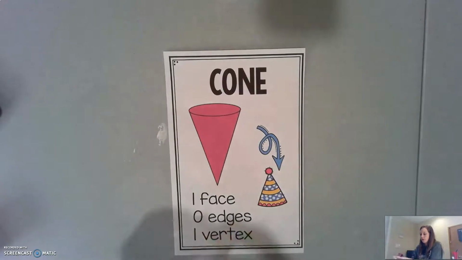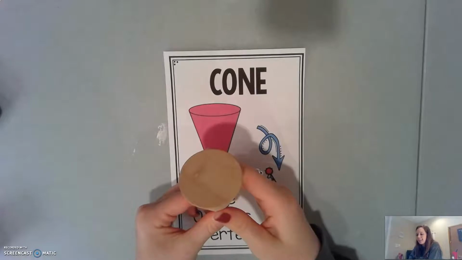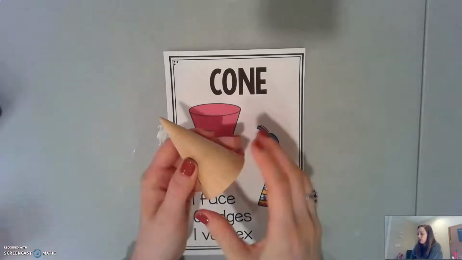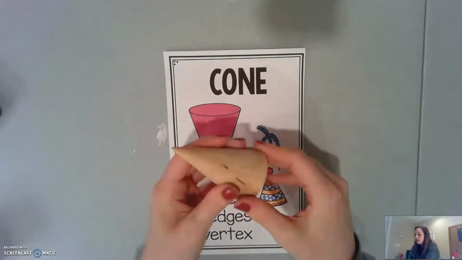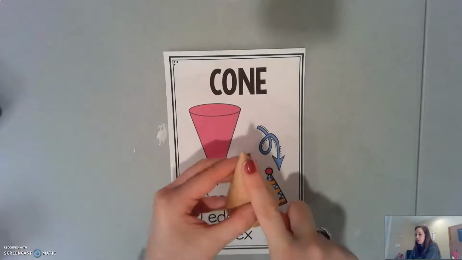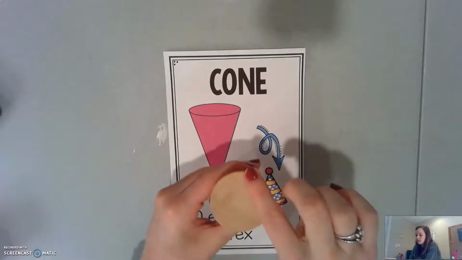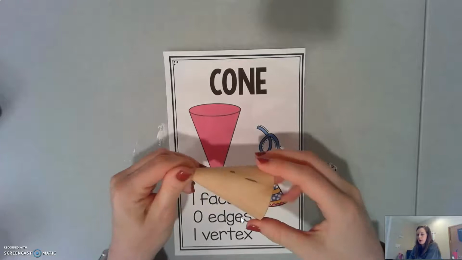Moving on to a cone. So let's look at our cone here. Do we see any edges? There are no edges on our cone, so we don't see any edges. Now we see one vertex. It comes to one point. And then we see just one face because it's only one flat face. So that's what we know about a cone. Moving on to a rectangular prism.